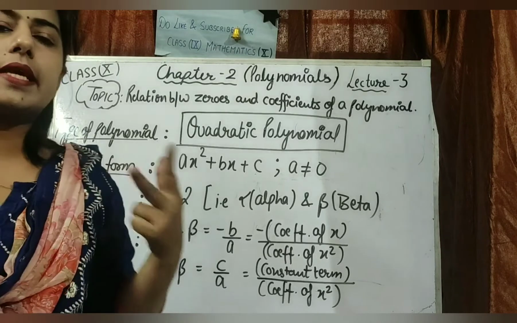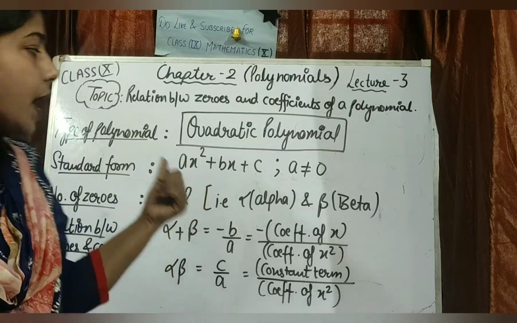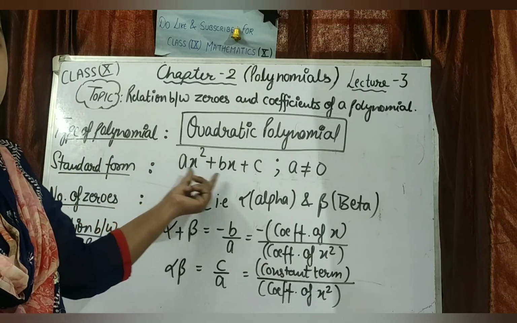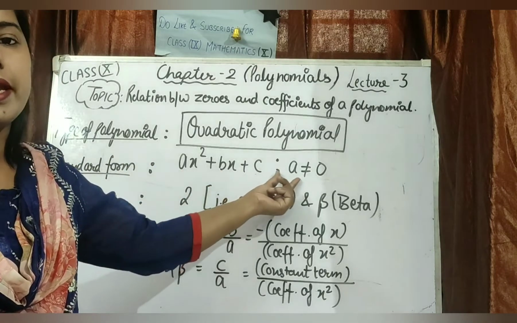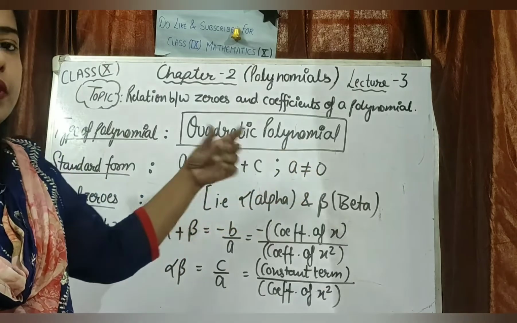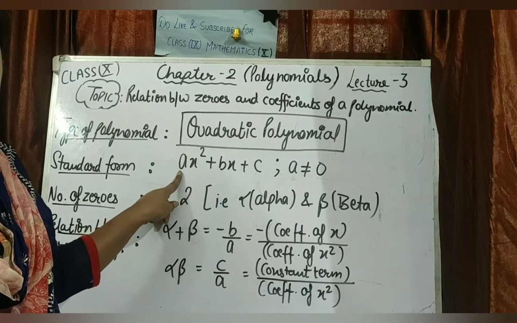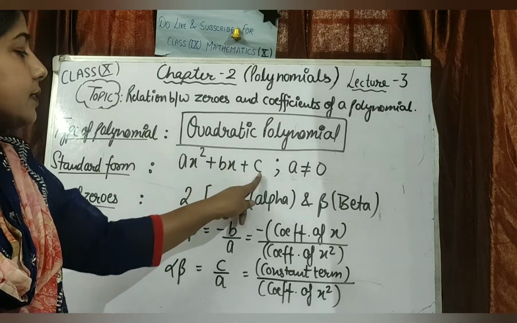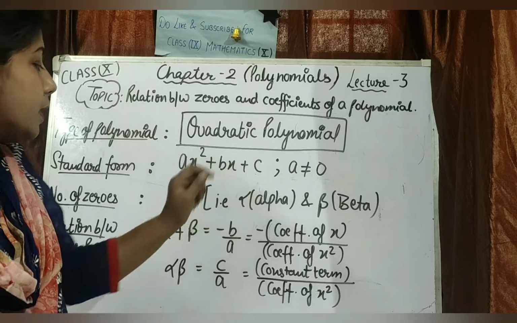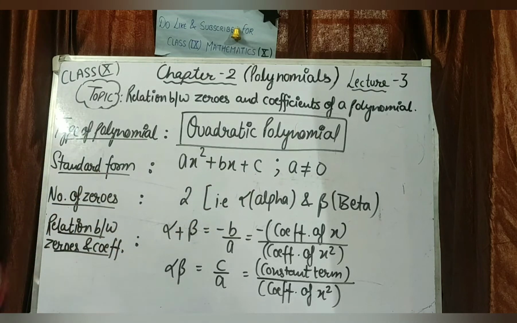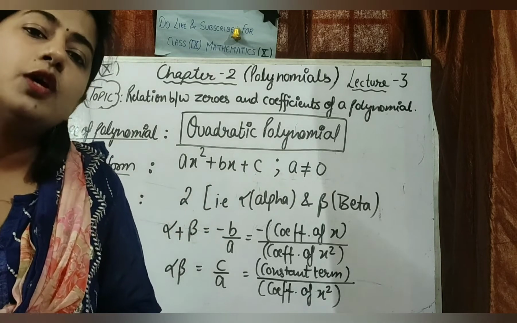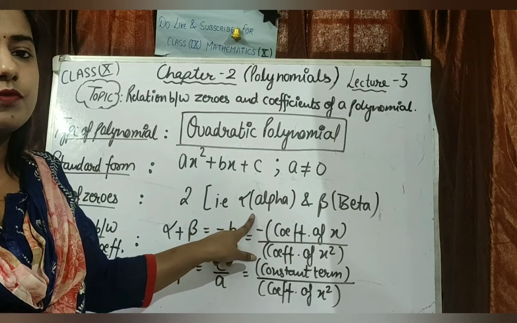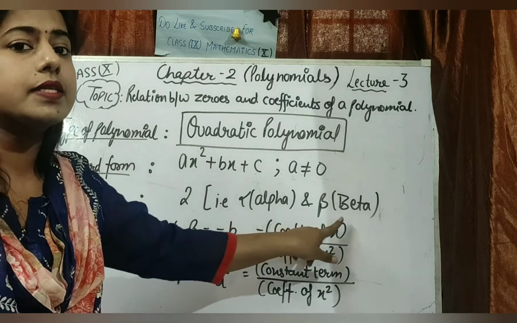Now students, second is quadratic polynomials. What is the standard form of a quadratic polynomial? That is ax square plus bx plus c, where a is not equal to 0, where a is the coefficient of x square, b is the coefficient of x, and c is a constant term. Now we know that there are two zeros of a quadratic polynomial, so let them be alpha and beta. These are the symbols for the zeros.